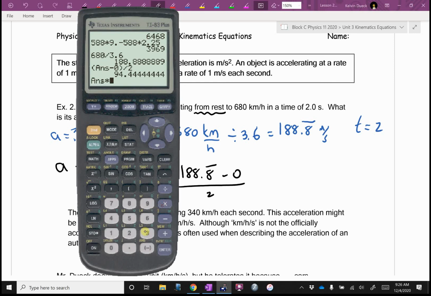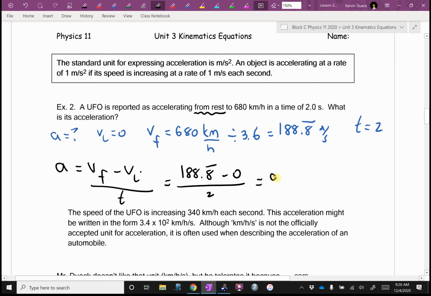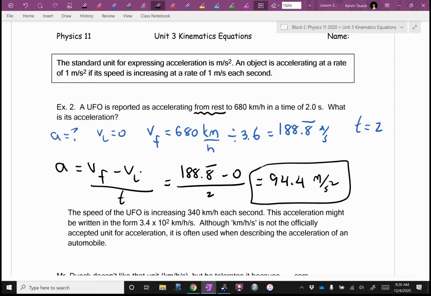If I had left it in kilometers per hour, there's where you get the 340 that I mentioned in that little paragraph down below. But 94.4 meters per second squared. Is that big, Mr. Dewick? About 9.5 Gs. Not fatal. But owie.